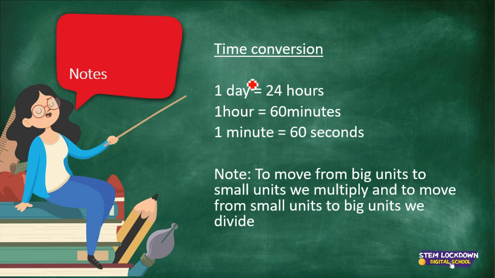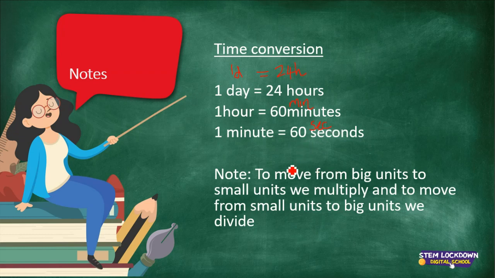Obviously, I can write this as 1D for one day. I can write this as 24H for hours. I can abbreviate minutes as M, or I can write MIN for minutes. And for seconds, I can write S or SEC.